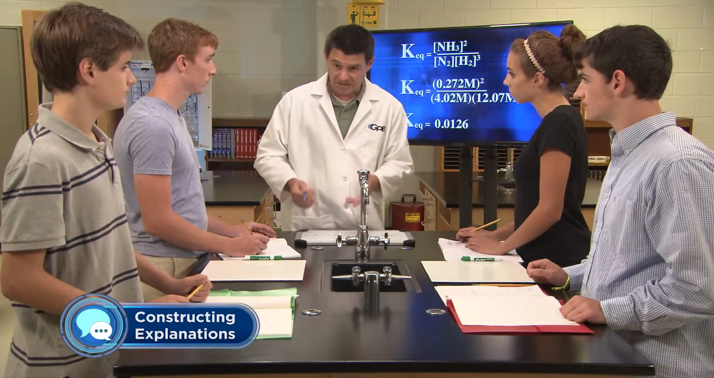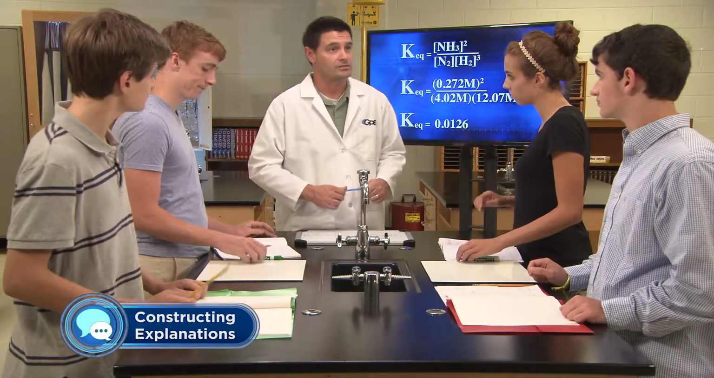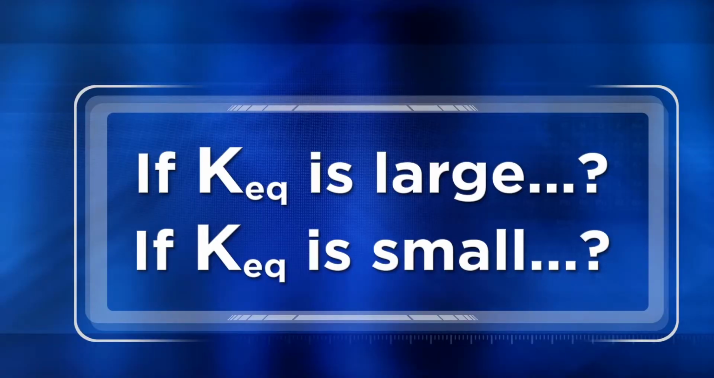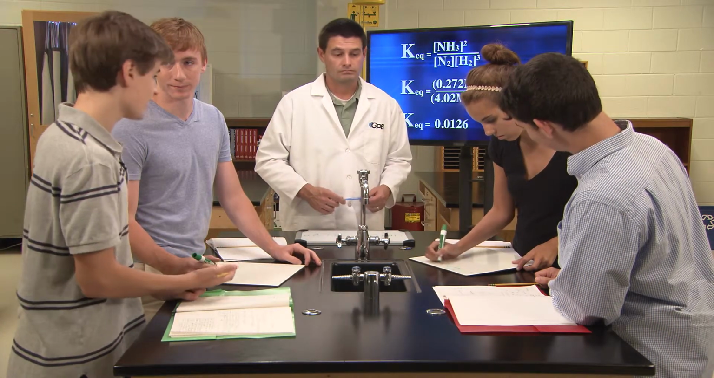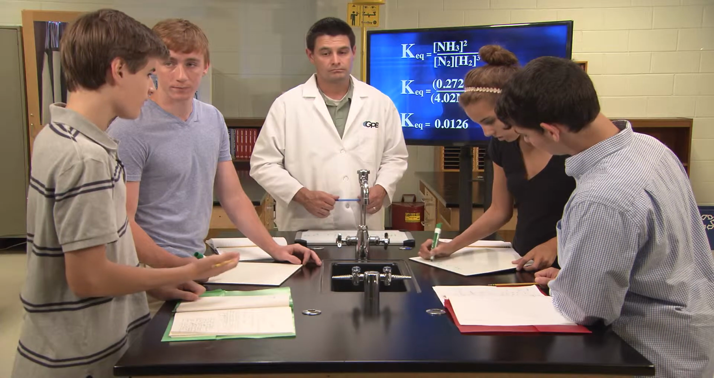So let's finish up our discussion about equilibrium constants by developing a statement that describes the relationship of the equilibrium constant to the relative amounts of the reactants and the products. So write your statements on a whiteboard, and then we'll share them shortly. So we need to describe a large KEQ and a small KEQ, and what they mean in terms of reactants and products. Well, KEQ is products over reactants. So if there are a lot of products, then KEQ is large, right?